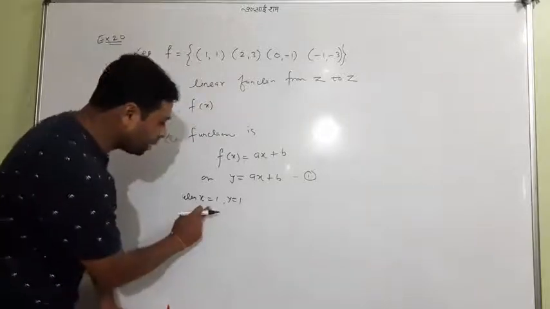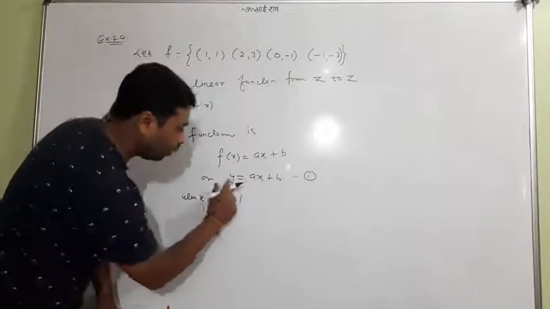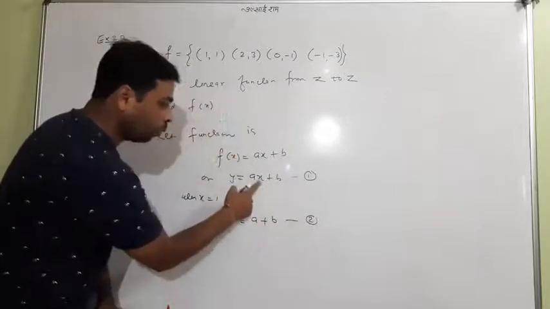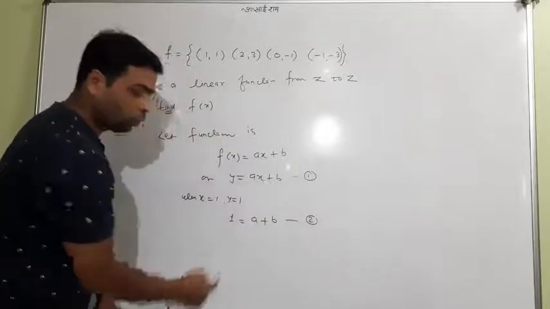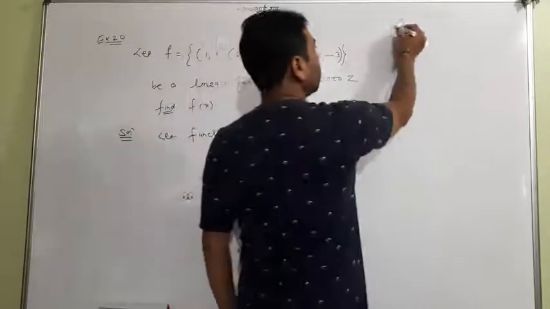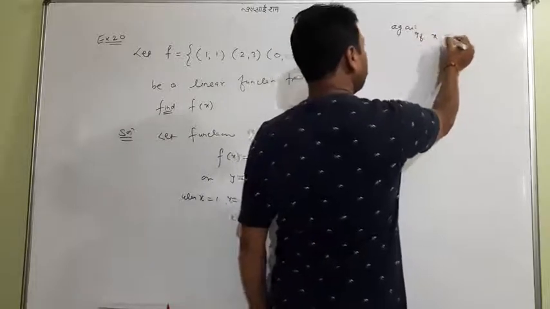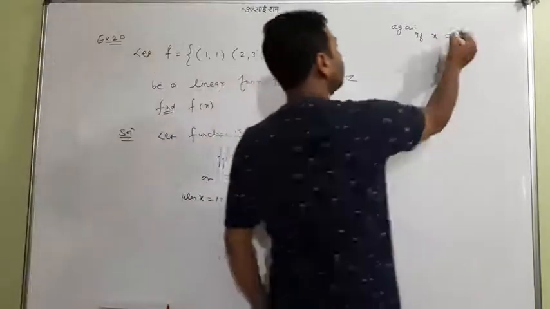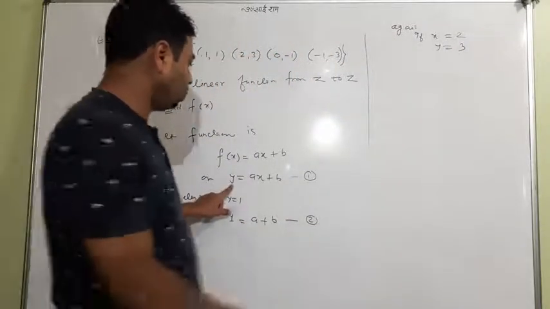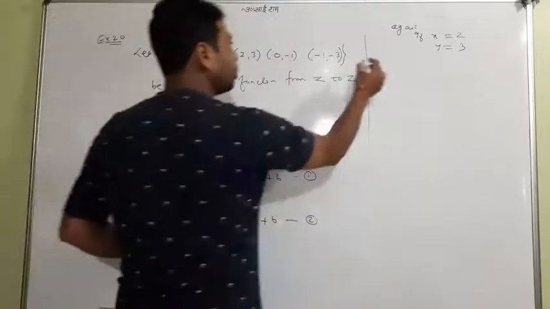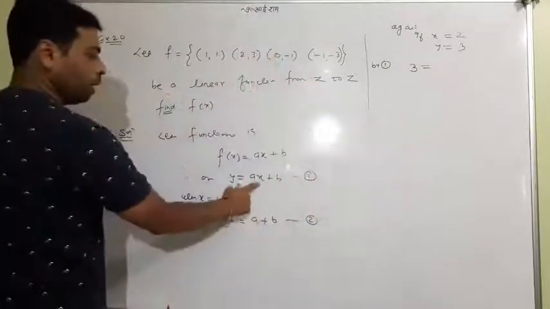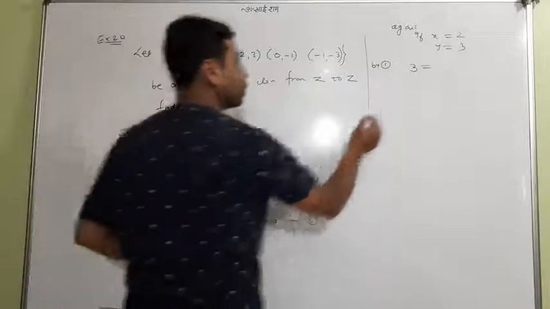So first I go with x equal to 1, y equal to 1. If I put x equal to 1 and y equal to 1, I get a plus b remaining and y equal to 1. What you have got is a plus b equal to 1. That's a simple equation. Now again, choose a second option: if x is equal to 2, then y is equal to 3. Simple, so go with that. When x is equal to 2 and y is equal to 3, I'll put 3 is equal to ax plus b. So what is x as 2? 2a plus b.